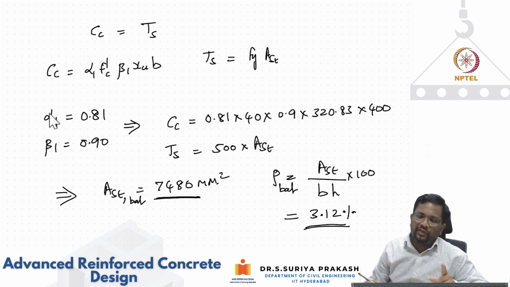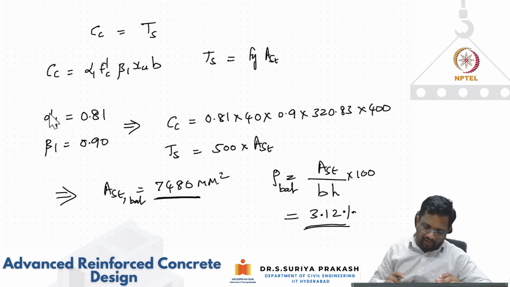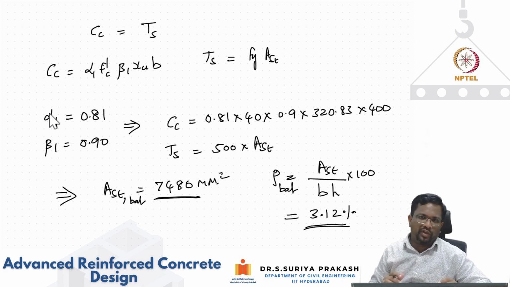For the balanced condition, we know the strain at the compression fiber and steel. From this, neutral axis depth can be calculated. Once the neutral axis depth is calculated, you can equate Cc to Ts and find out what is the Ast that will lead to the balanced failure condition, right? So this is the way we calculate. Now for this section, let us calculate how we can do this moment curvature analysis.